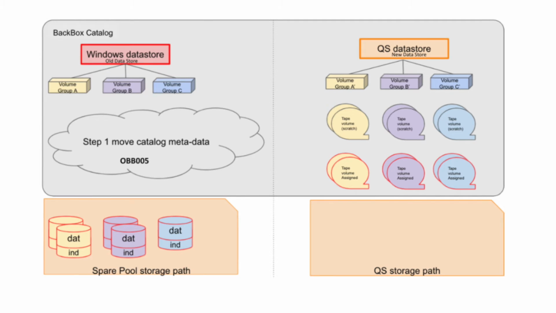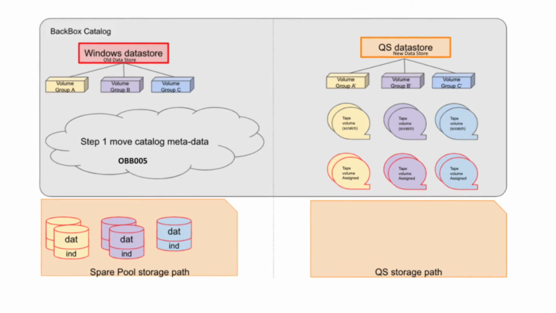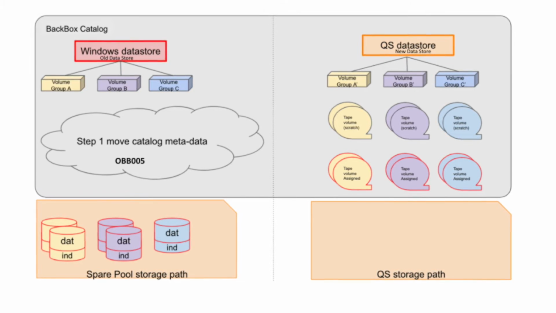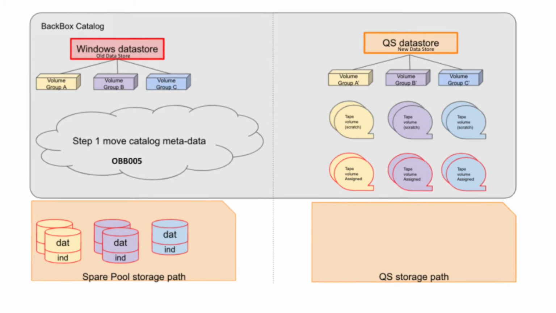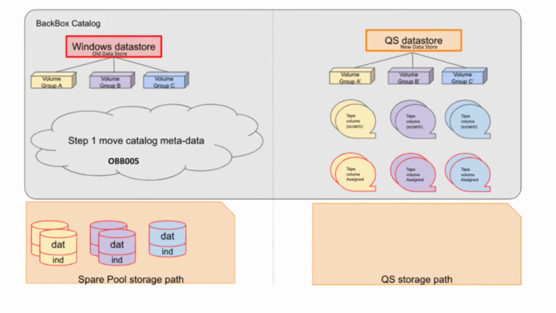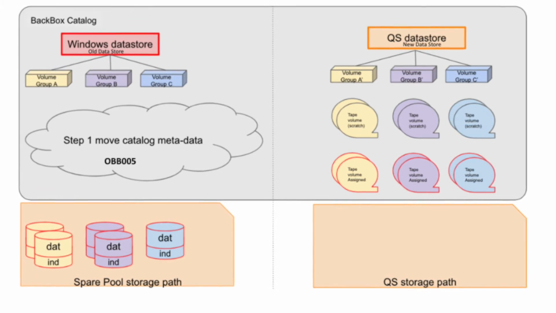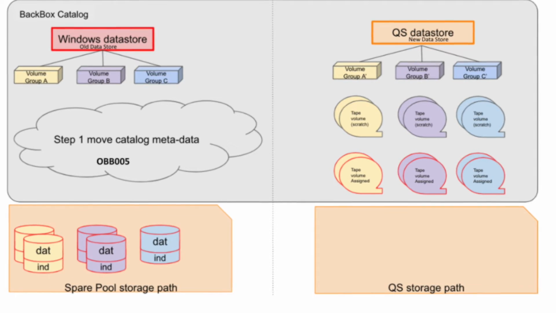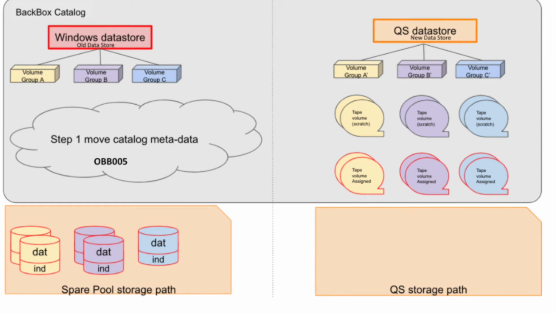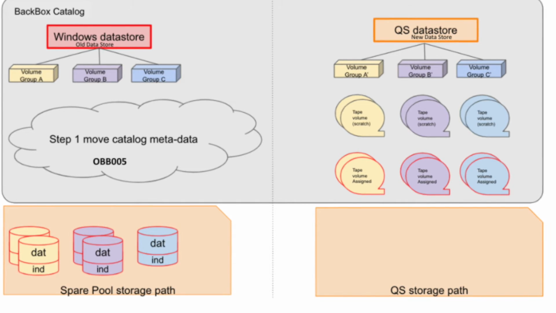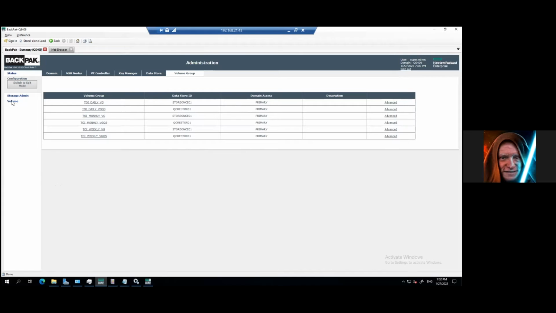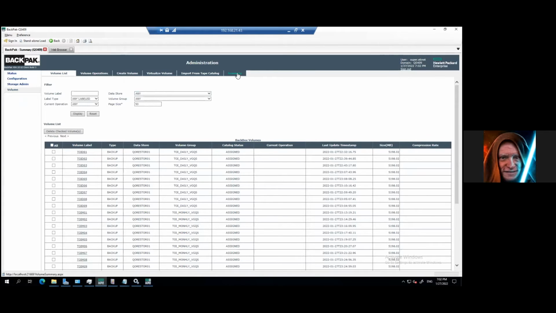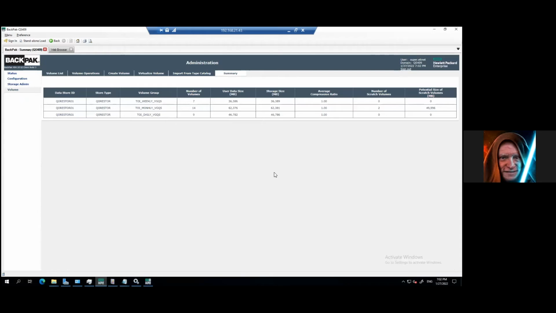We now have a new data store with all the volumes under it, and the trick is we use a spare path pointing to the legacy storage, the StoreOnce. All the data didn't move yet, but the ownership of the virtual tape is now under the new data store, the QoreStore one. Let's look at the BackBox UI. If we go to volume summary, we see the 3 volume groups are under the QoreStore data store, as is all the data.